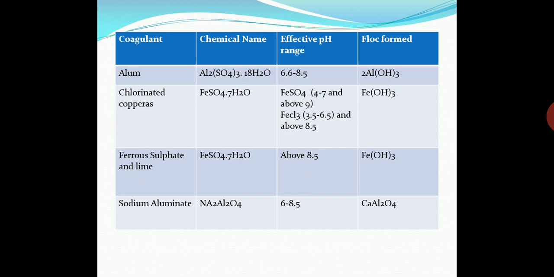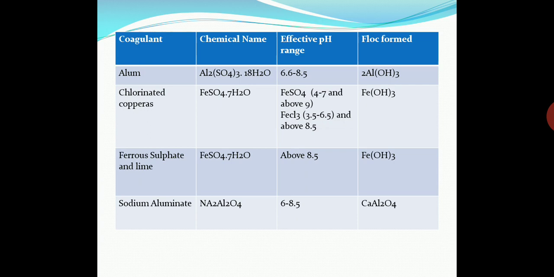Then the next coagulant we make use of is ferrous sulfate and lime. Many times when ferrous sulfate is added to water, there is less alkalinity present in the water. So when we add ferrous sulfate, the process of floc formation will be delayed. For that reason, we also add lime so that the process gets accelerated. The chemical formula is FeSO4·7H2O. This ferrous sulfate is more effective in the range above 8.5. The floc formed here is again Fe(OH)3.